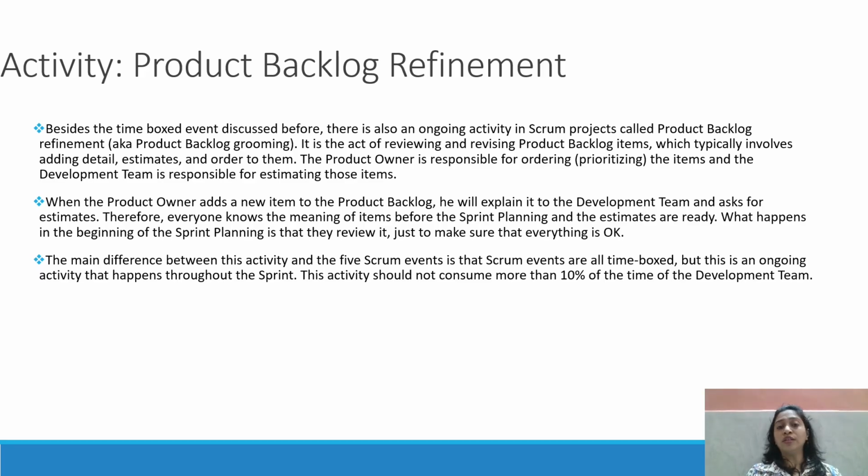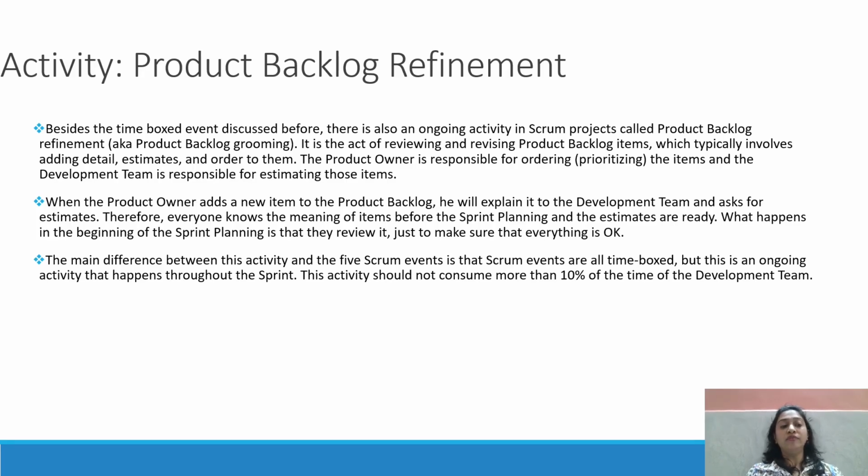The product owner is responsible for ordering, that is prioritizing the items, and the development team is responsible for estimating those items. Prioritizing by the product owner, estimating by the development team. When the product owner adds a new item to the product backlog, he will explain it to the development team and ask for estimates. Therefore, everyone knows the meaning of the item before sprint planning, and the estimates are ready.